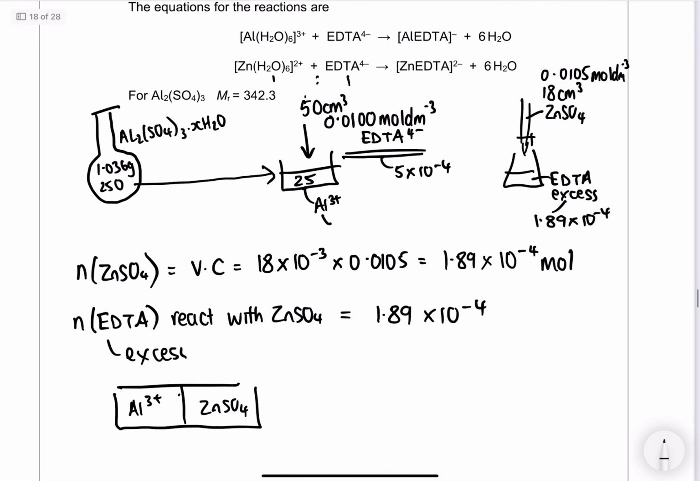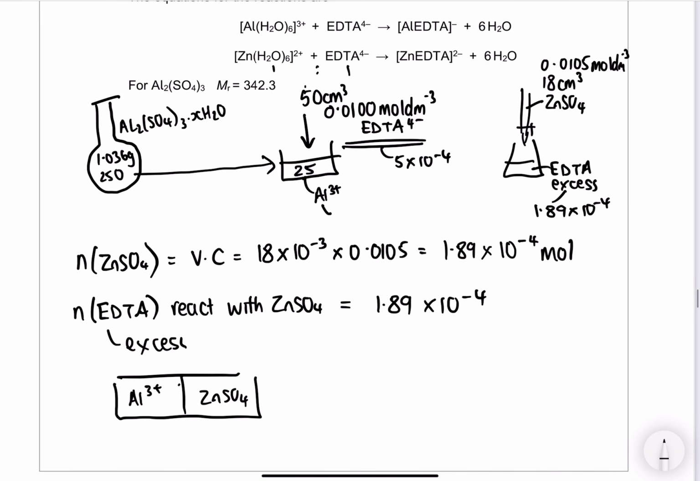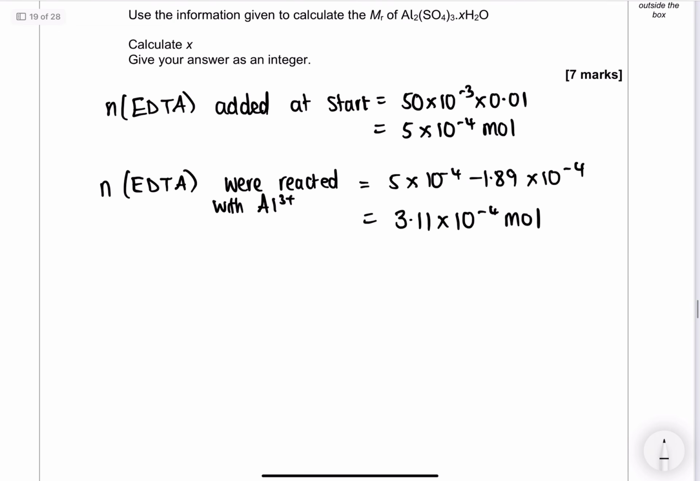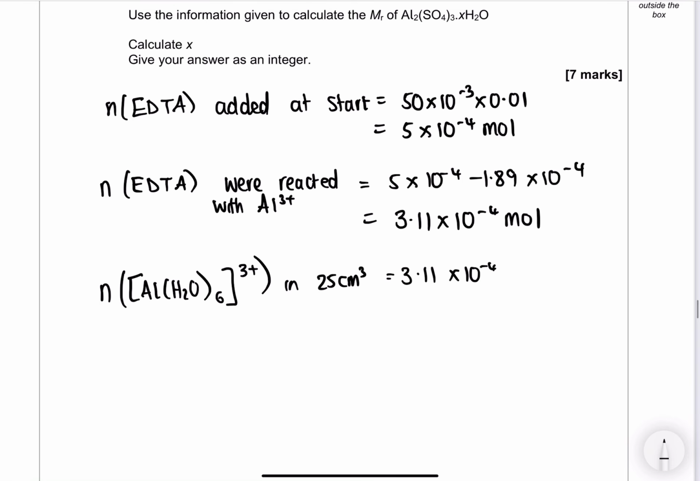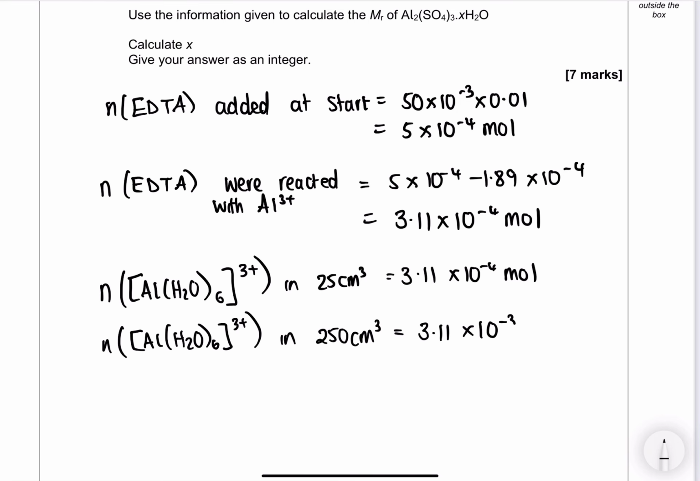Okay, the ratio of EDTA to Al3+ is also 1 to 1. So that's the number of moles of Al3+ in 25. So the number of moles of Al(H2O)6 3+ in 25 centimeters cubed equals 3.11 times 10 to the minus 4 moles. So what's the number of moles of Al(H2O)6 3+ in the original 250? We need to times by 10. So we get 3.11 times 10 to the minus 3 moles.